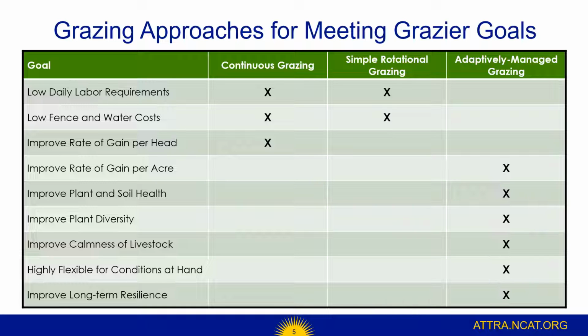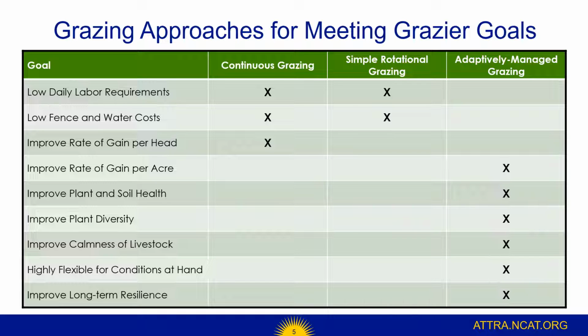One of the things that has been shown through a bit of research is that when we're looking at the rate of gain per head, and I'm going to make two different distinctions here: gain per head and gain per acre. They're two totally different measurements. But gain per head, the way that you get the best gain per head is you allow animals to be ultra selective, and continuous grazing allows that. It allows the animals to just pick and choose what they want at any time they want for months and months.